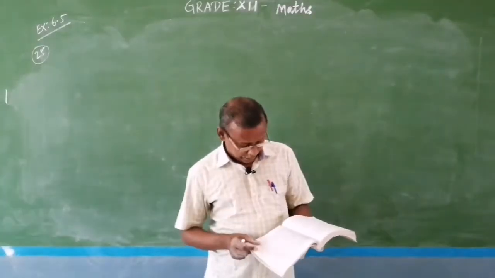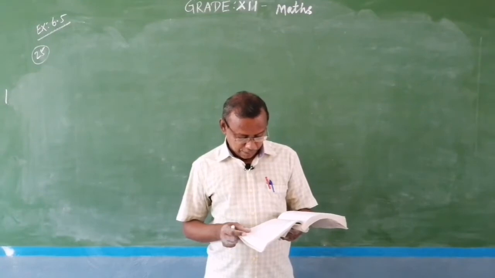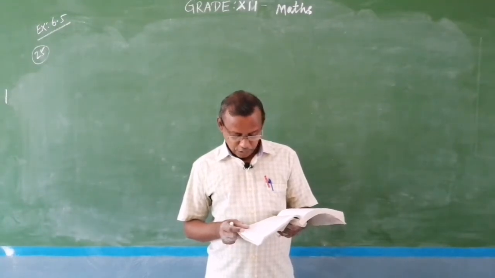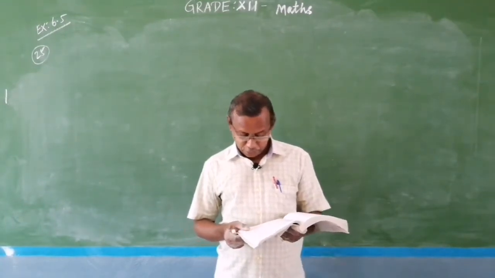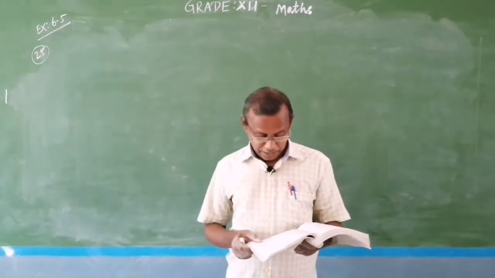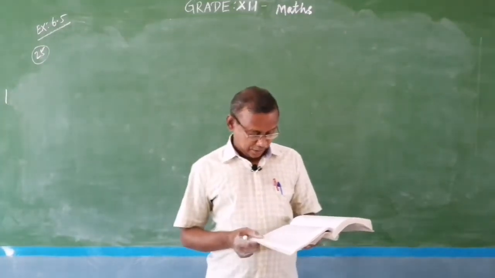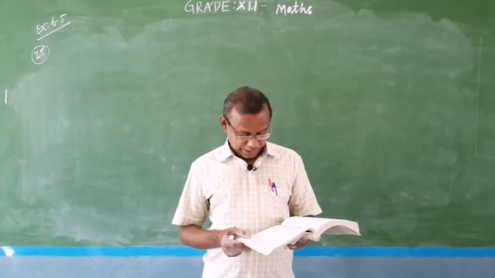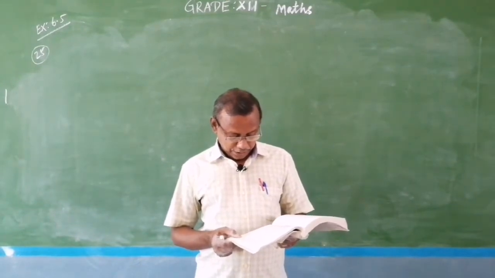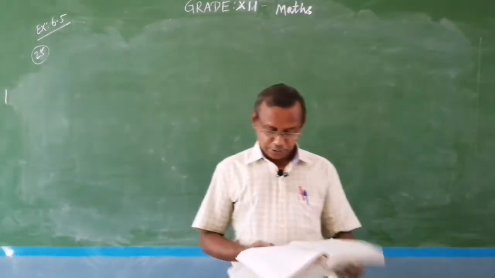Question number 25. Show that the semi-vertical angle of the cone of maximum volume. So we have to show the volume is maximum here, and of given slant height. So we are given slant height is tan inverse of root 2.